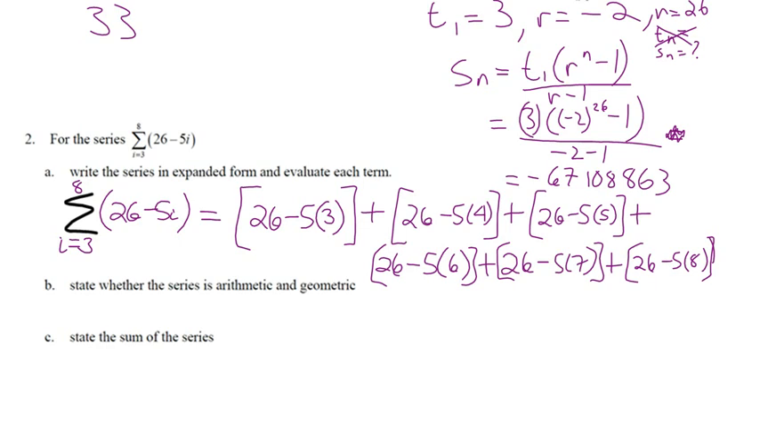State whether the series is arithmetic or geometric. Well, I guess we should figure out what this is. What's 26 minus 15? 11. Okay, so it equals 11 plus 6 plus 1 minus 4 minus 9 minus 14. Do I even need to work these out? At what point did you stop evaluating and just subtract 5? At the 1, might as well. Once you know the pattern, is this an arithmetic or geometric series? Arithmetic.